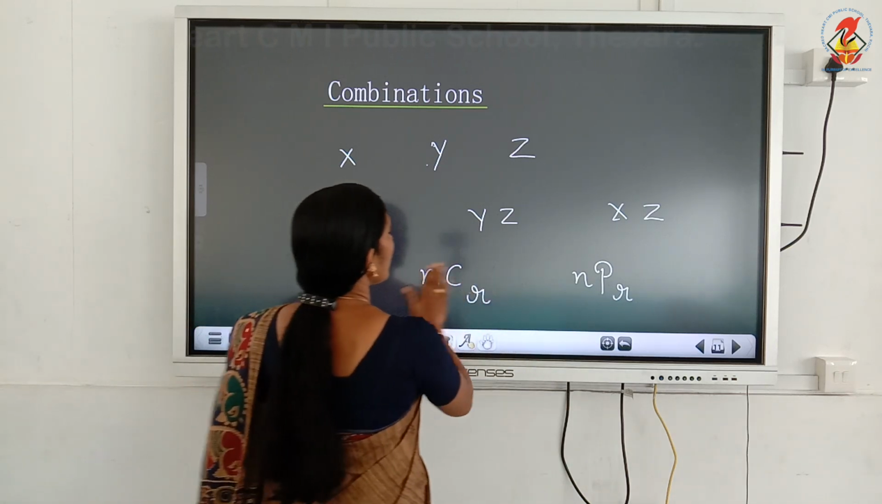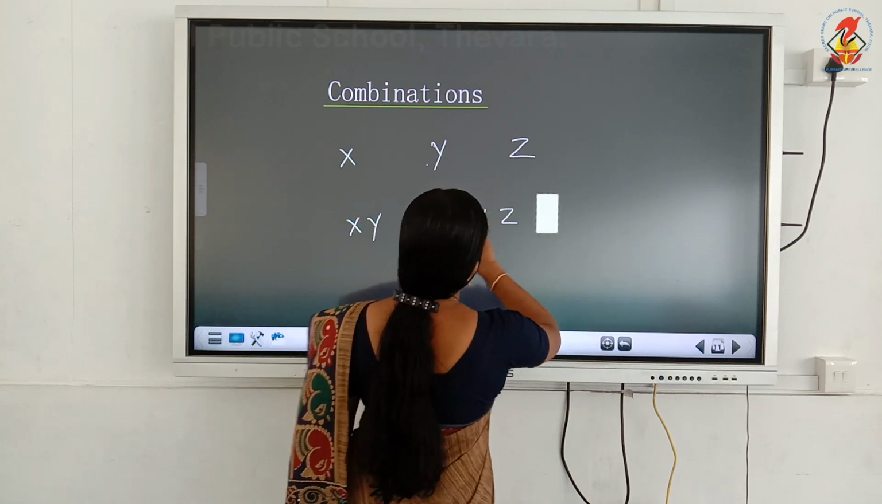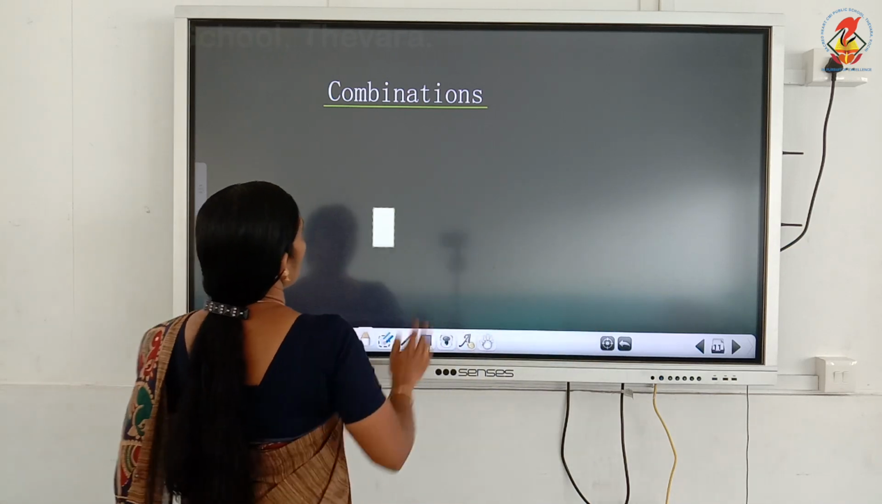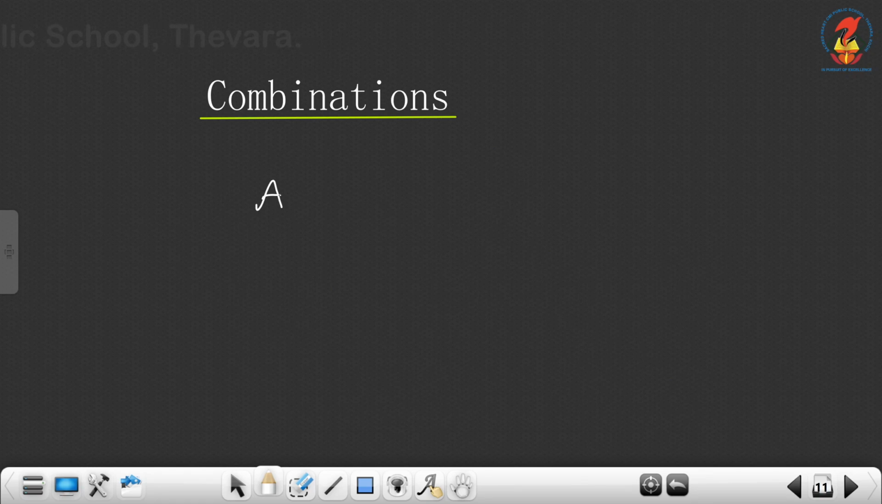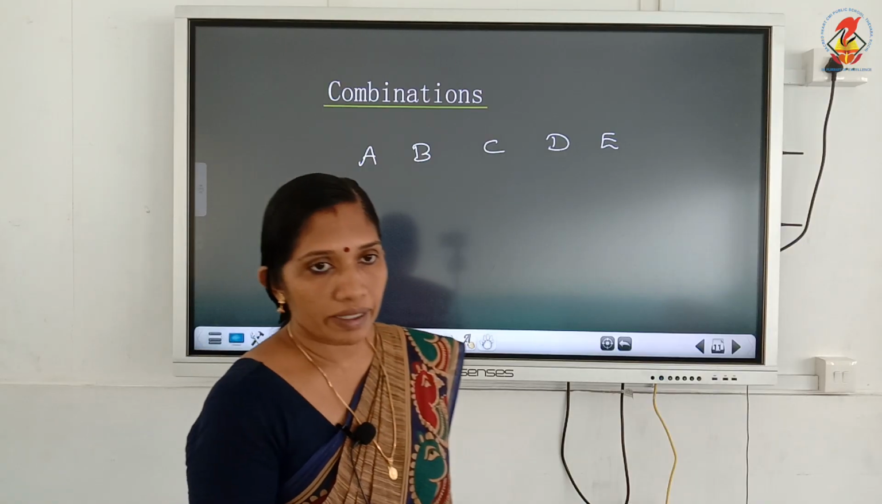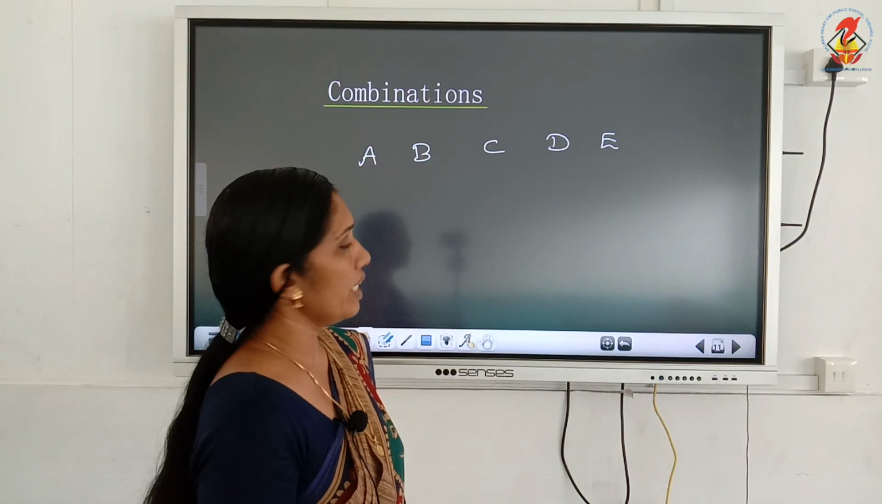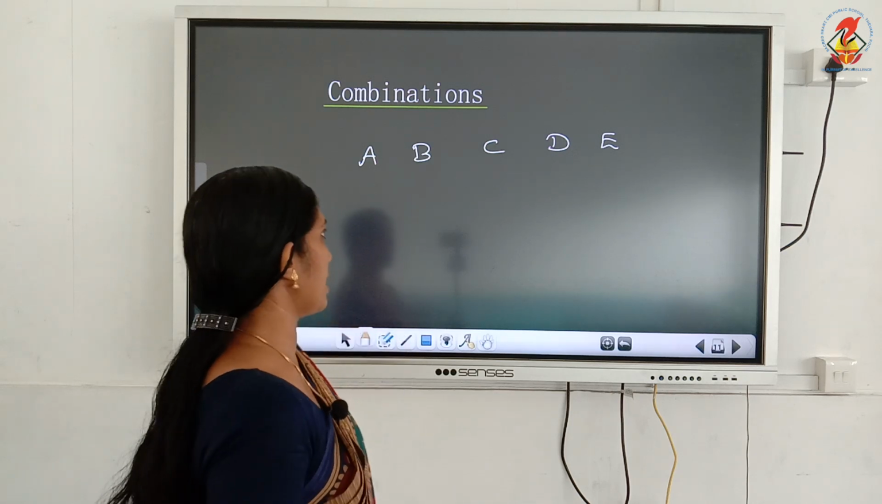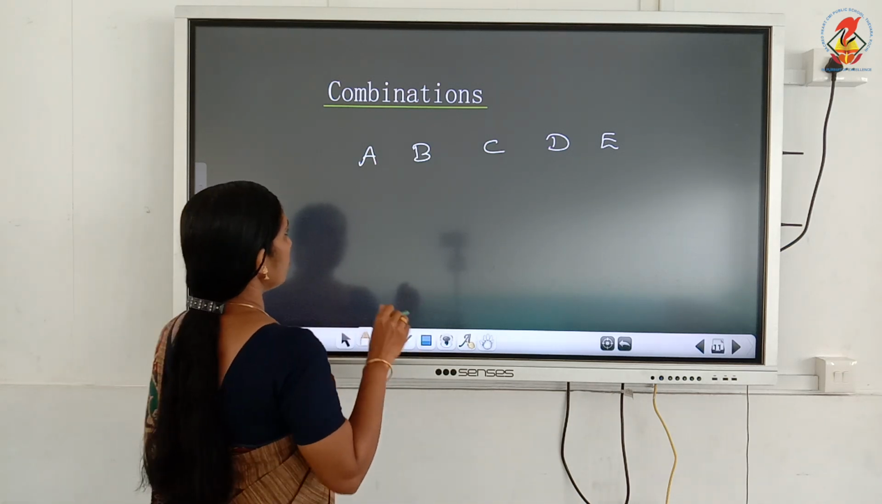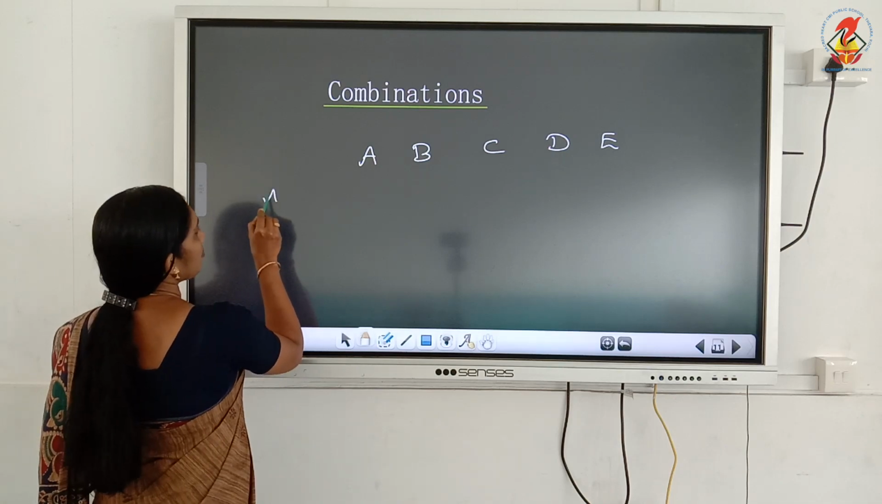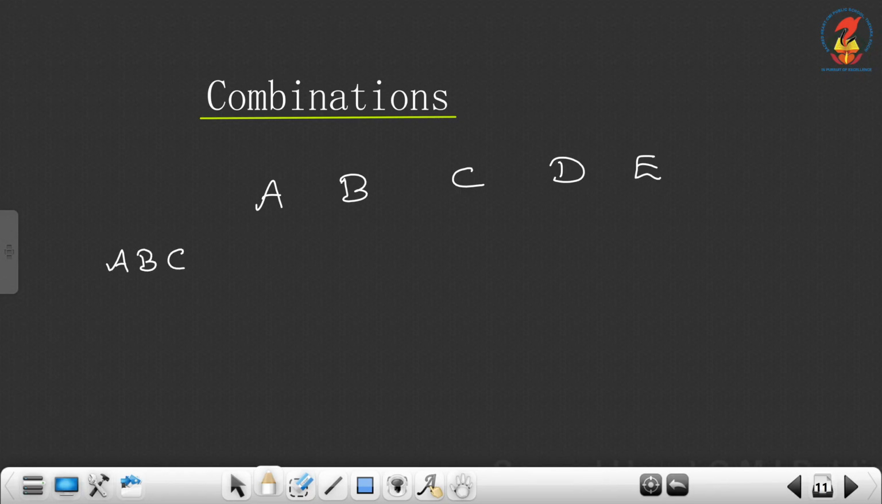Now how do we relate combination and permutation? Let us consider one example. Suppose we have 5 objects A, B, C, D, E, and I have to select 3. So in how many ways can I select 3 objects out of 5? I can select ABC, or ABD, ABE.